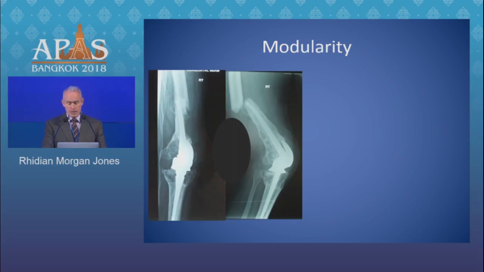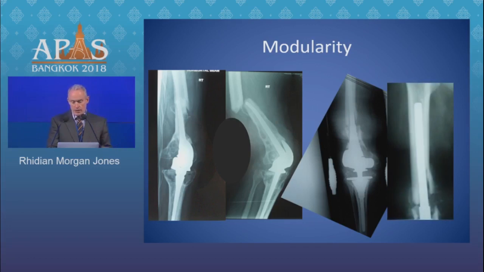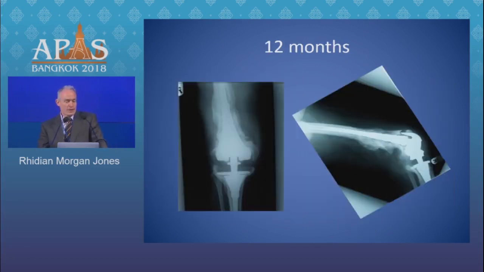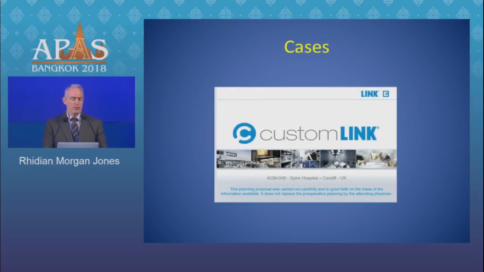And they're not cheap. So if you look at modularity, this is a case from my first year as a consultant. It's a Stanmore hinge, it's been in for 15 years, major lysis, periprosthetic fracture, and I treated him with a modular zone 3 stem, zone 2 sleeve, in an expectant manner. And you know, I got away with it. He did well, he healed, and I'm thinking I'm great. But for every case I've got away with, there'll be a case where I haven't. And that's where you've got to think about the exotic, the unique, the different things.